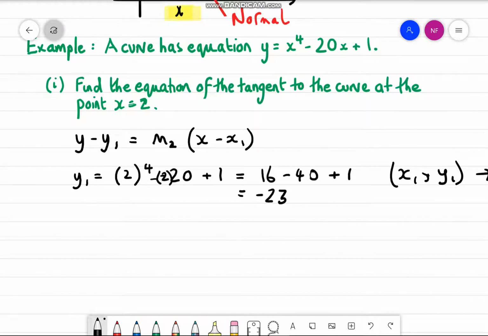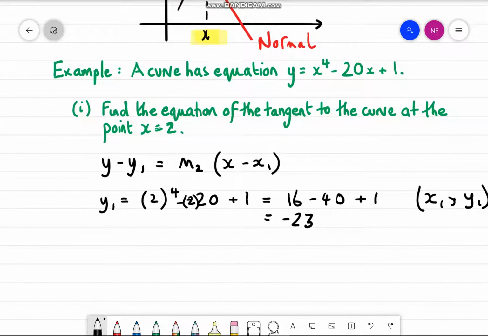What's next? We need to find the gradient of the tangent, which is equal to the gradient of the curve at x equals 4. So to find this out, we need to work out the gradient function, which is dy over dx equals 4x to the power of 3 minus 20. Now, when tackling a gradient function like this, where there are multiple terms, you simply differentiate term by term. It is as simple as that, as I've done here.